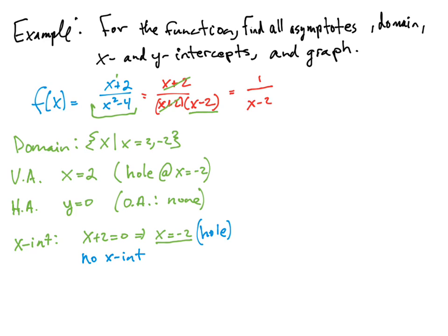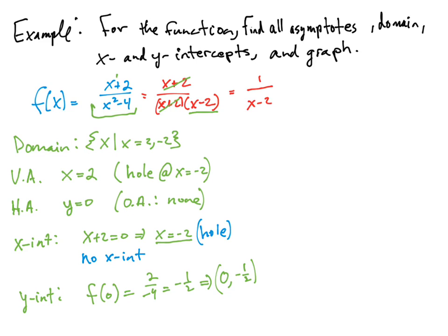And then for the y-intercept, we input 0 into the function. So f of 0, we're going to have positive 2 over negative 4, which is negative 1/2. So the y-intercept is going to be 0 comma negative 1/2 here.